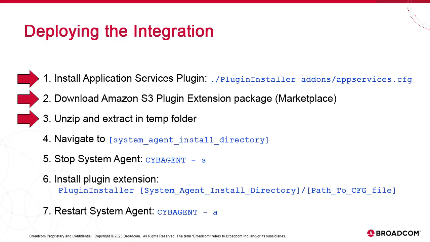Unzip the package and extract the contents into a temporary directory. Navigate to the System Agent install directory. Stop the System Agents with the sybagent-s commands. Install the plugin extension with this command: plugin installer, and then the System Agent install directory, and then the path to the CFG file. Finally, restart the System Agents with the sybagent-a command.